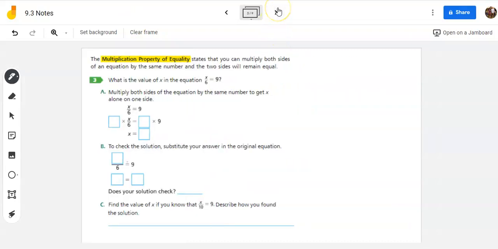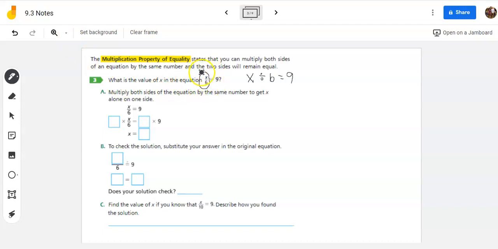Okay, let's look down at number 3. Now we're going to look at the multiplication property of equality, and that states that you can multiply both sides of an equation by the same number and the two sides will remain equal. So this right here is one way to show division for you. You could also see this problem like this. That could be another way that you could write it. You're going to see them a lot like sitting like a fraction though.